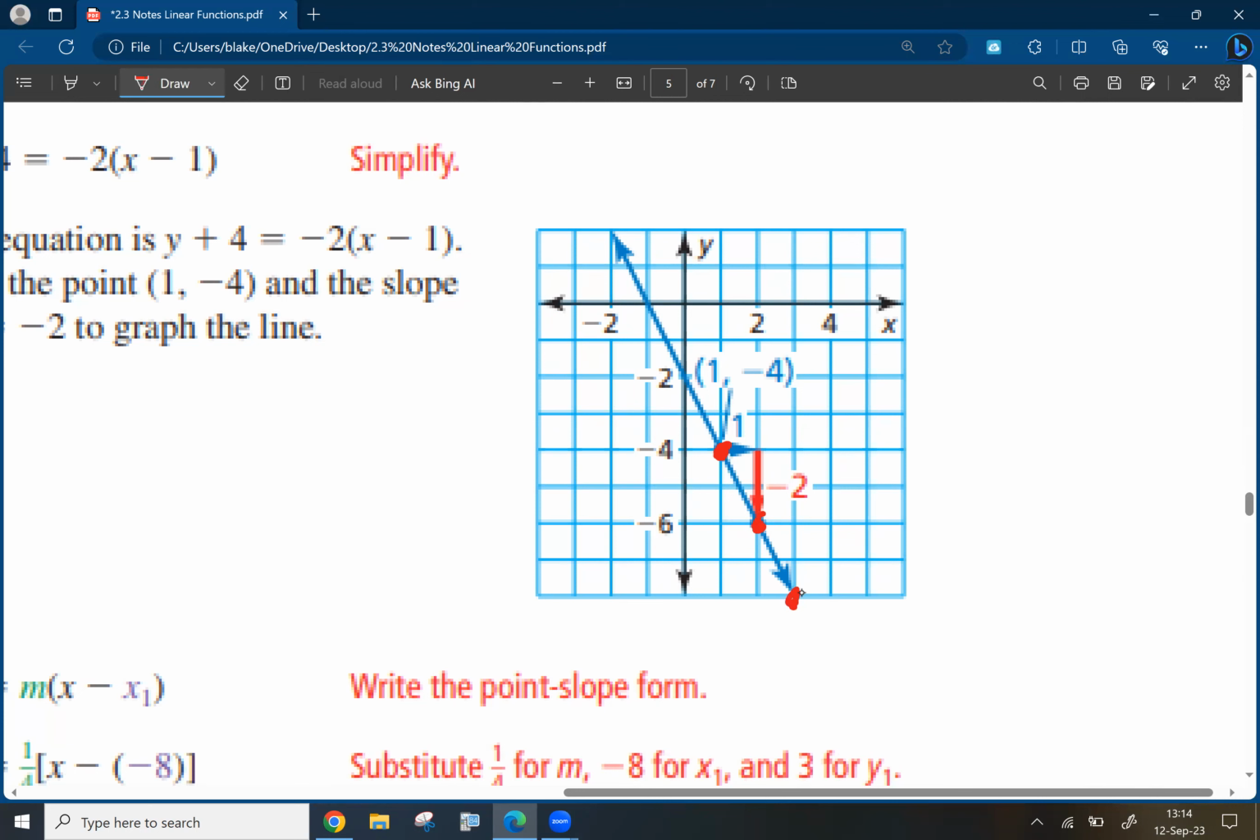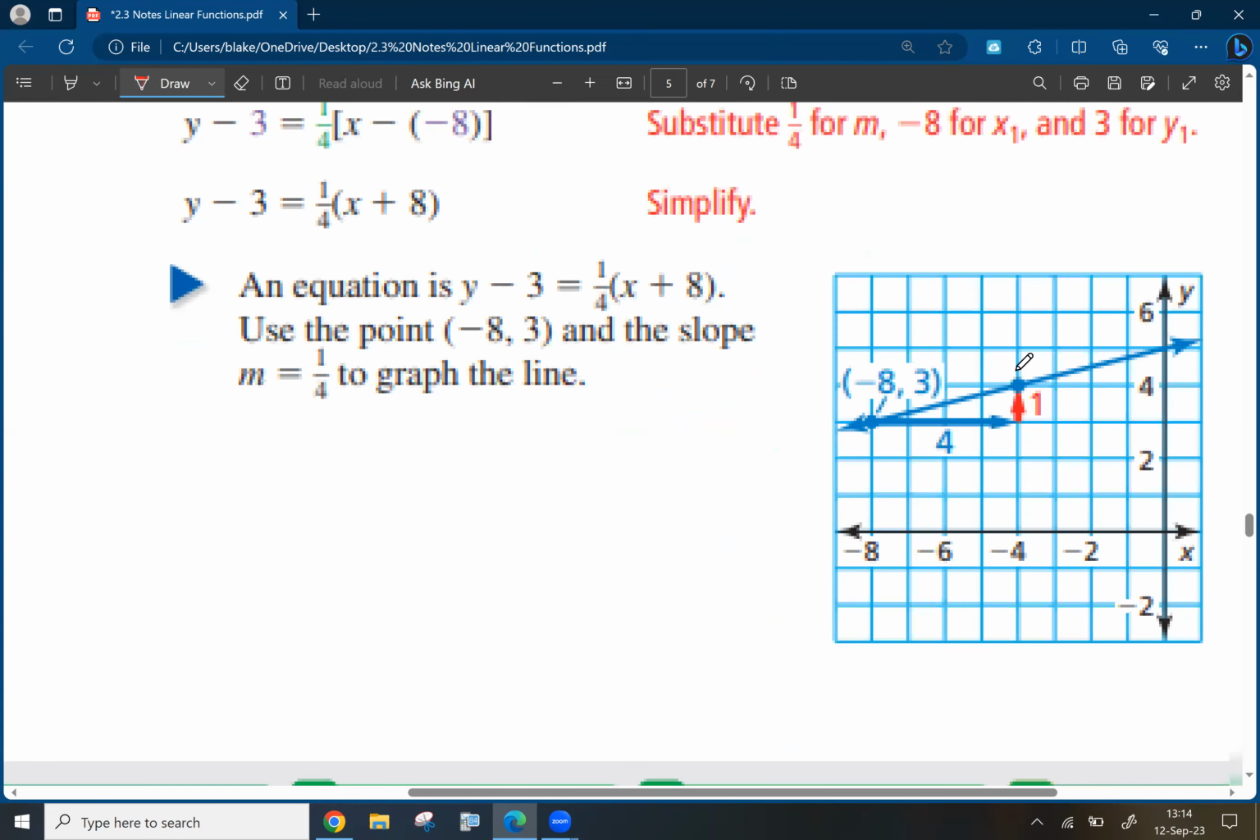And you can backtrack it as well by doing the opposite, which would be up 2 and left 1, plotting these points here and here and so on. So that's how they plot it. They start with the point that is already indicated, and then they just use the slope from that point. So kind of like slope-intercept form, but you're not starting on the y-intercept. You're just going to start at that specific point, wherever it is.